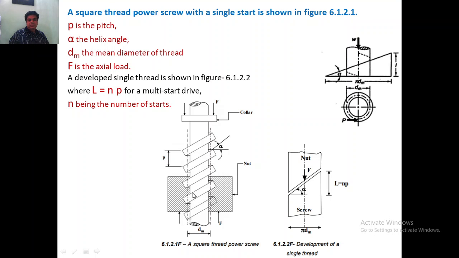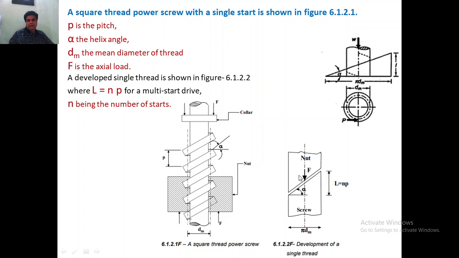And when you develop this portion, the single thread, we get this wedge shaped element after developing. So the load will be applied on this inclined plane, and the perimeter of the circle will be equal to pi dm, and the height of the triangle will be equal to the pitch or the lead. The same is analyzed here. We take any cross section. This is the screw and this is a nut. The force F or W is applied, and this is the inclined surface angle or the helix angle alpha.